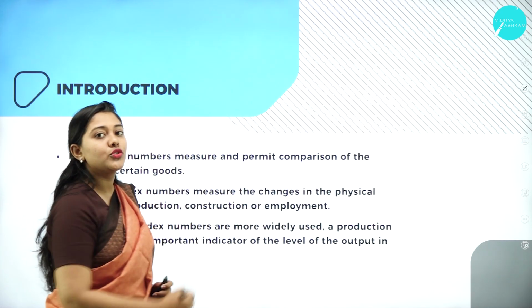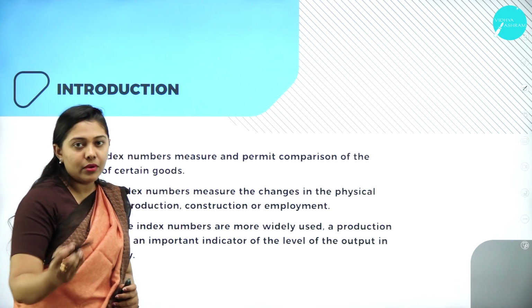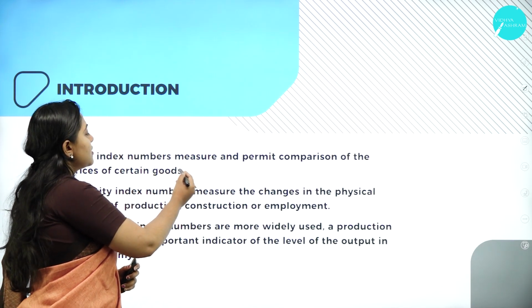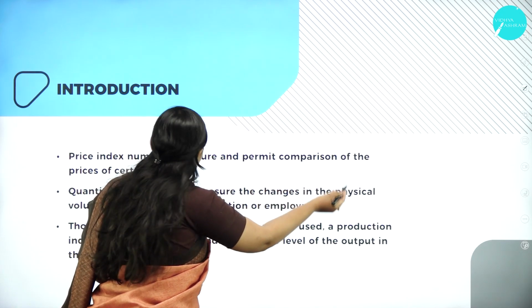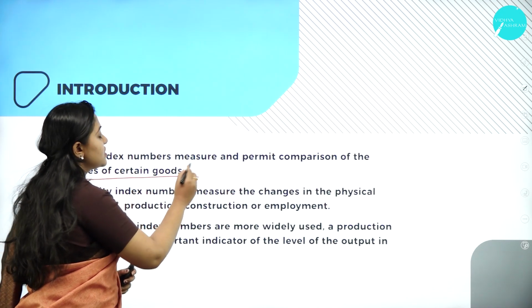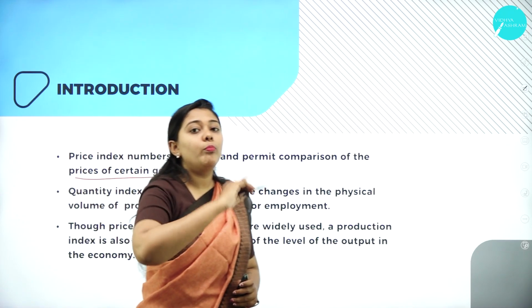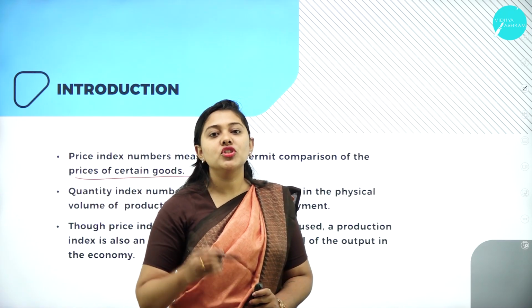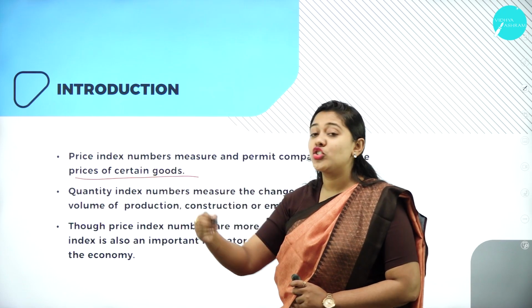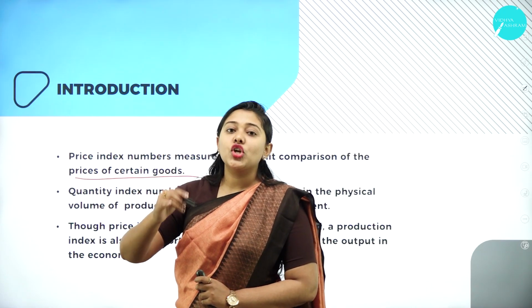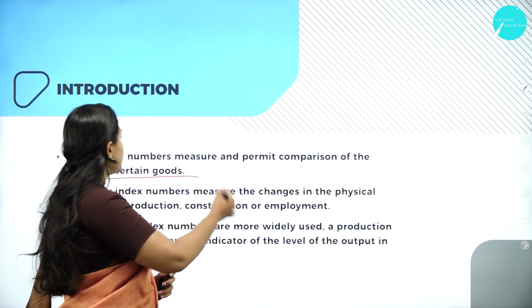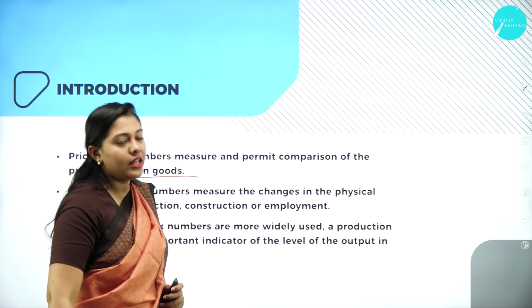Let us look into the price index number first. What is this price index number? Price index number measures and permits the comparison of the price of certain goods over a period of time. It measures the changes in the price that are happening.